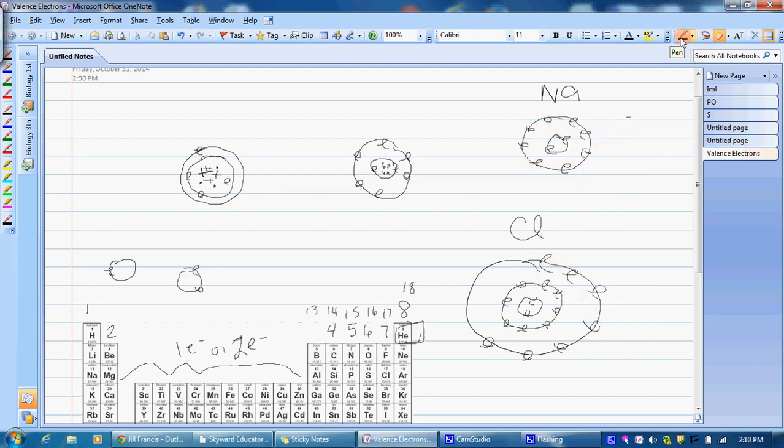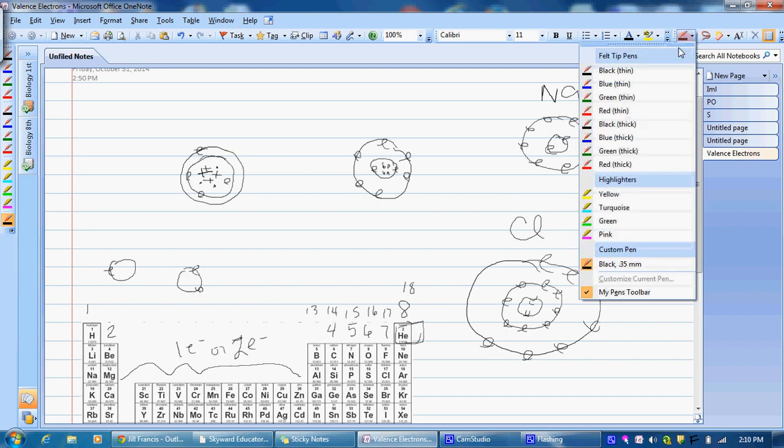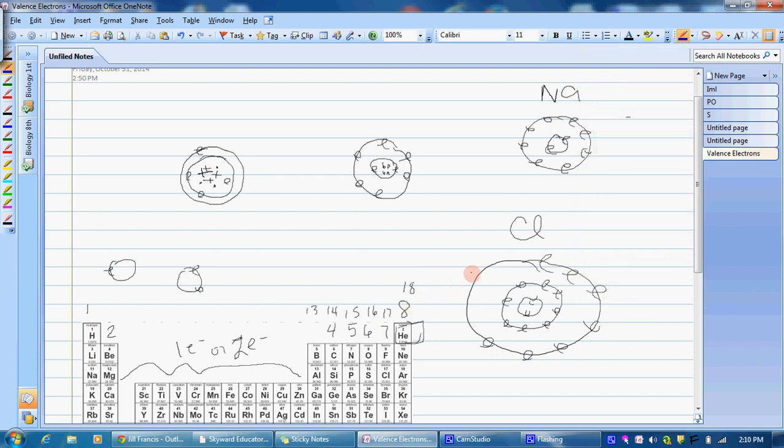Chlorine, on the other hand, only has 7, wants 8. So this sodium that just gave up its electron would fit very nicely, and let's do it in another color so you can see it. It would fit very nicely right here in the shell with chlorine. So that's why sodium is very reactive, because there's only that 1 electron to get rid of.